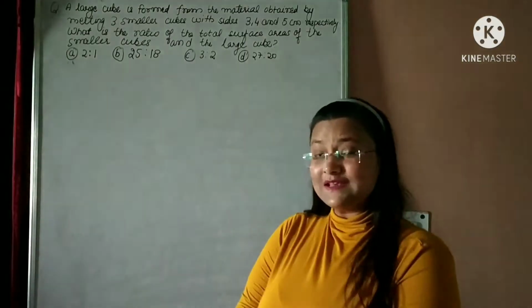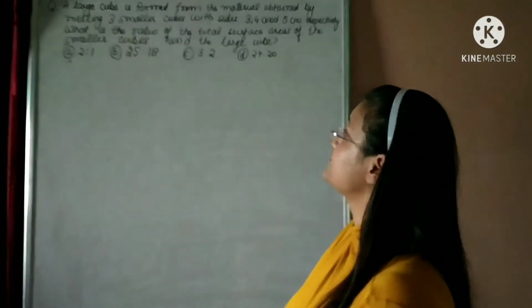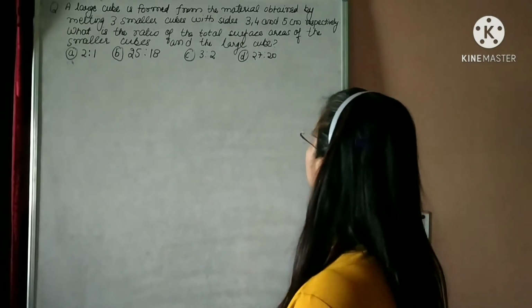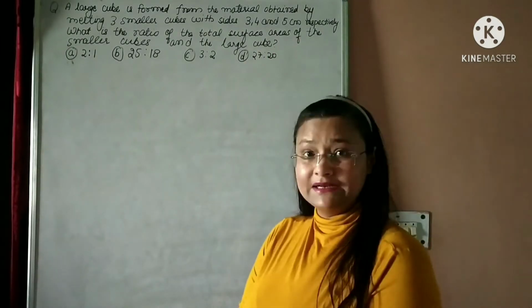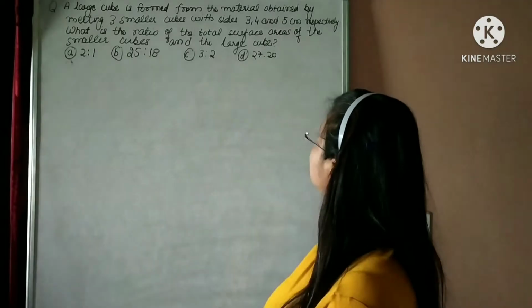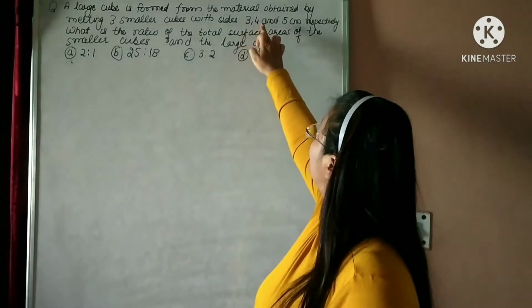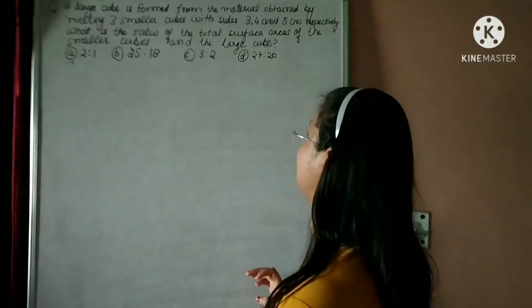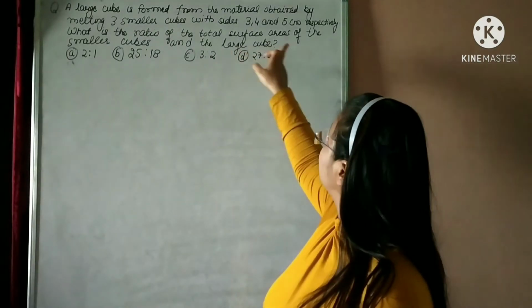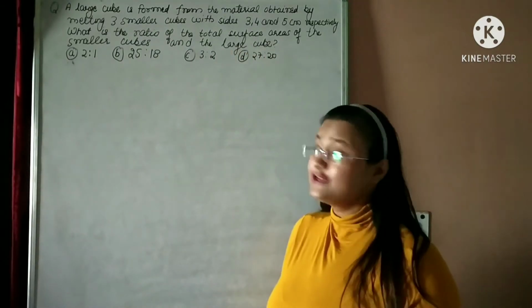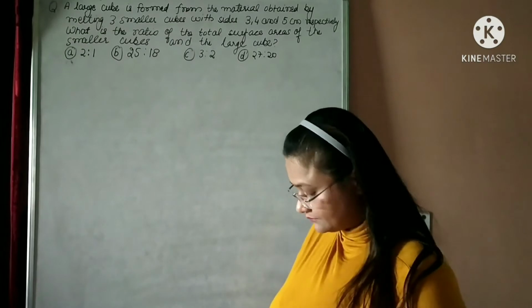Another question in the same question paper was: a large cube is formed from the material obtained by melting 3 smaller cubes with sides 3, 4 and 5 cm respectively. What is the ratio of the total surface areas of the smaller cubes and the large cube?